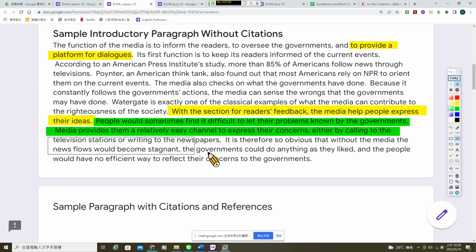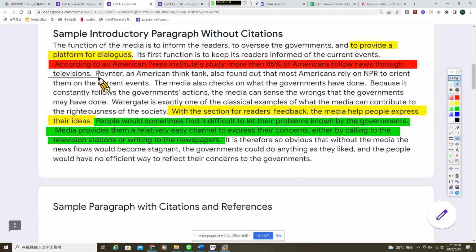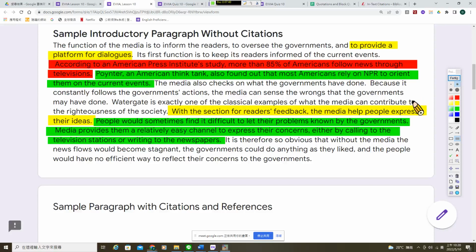I don't need to cite because I thought of this idea myself. So this is used to support this. So this is the conclusion. It's therefore so obvious to the government. So look here. Overall, we have two sentences: this one and this one. Apparently, the information written here cannot come from myself because it is from other sources. So I need to cite.